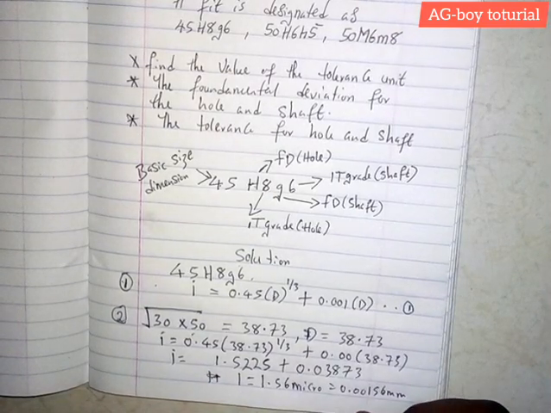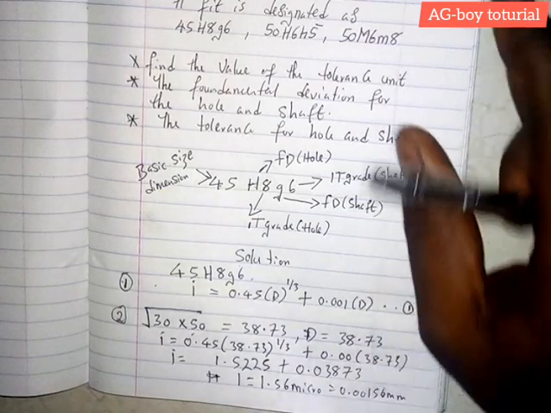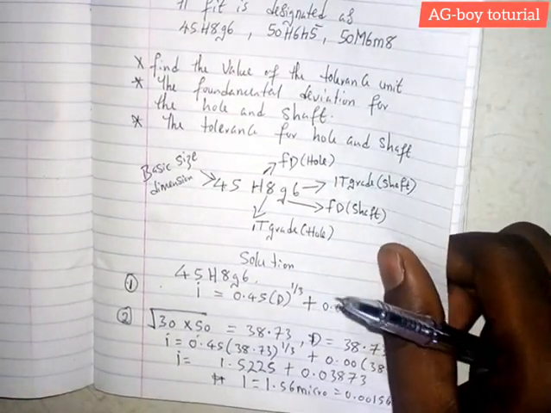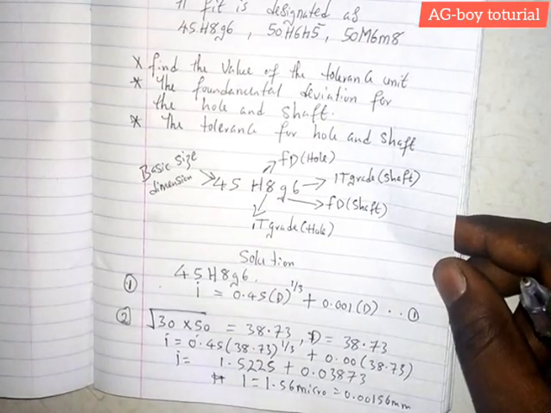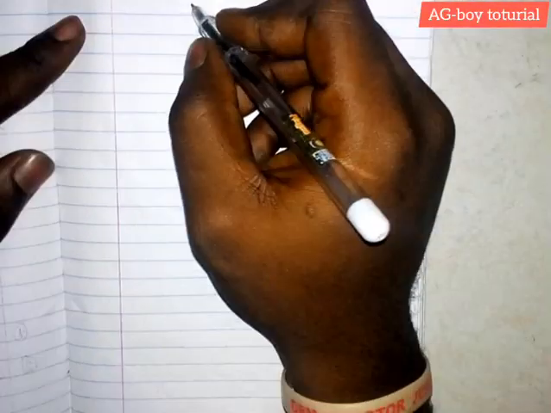The next step, now we are going to find our fundamental deviation. Now, how is it going to be done? Now remember, our I is 0.00156. So that's for my I. Now, the next thing we need to do is to find our fundamental deviations.